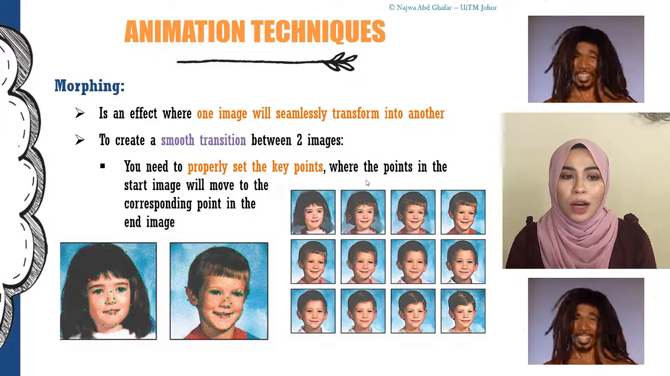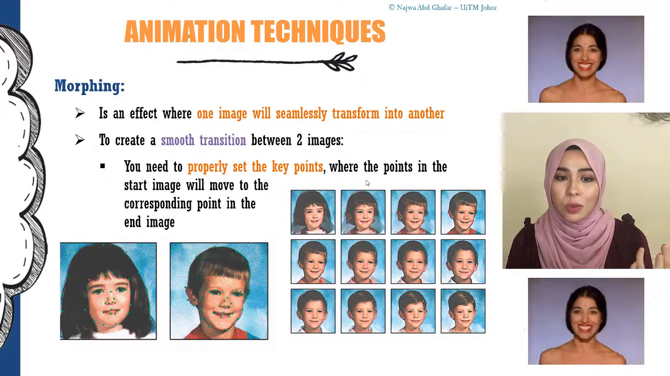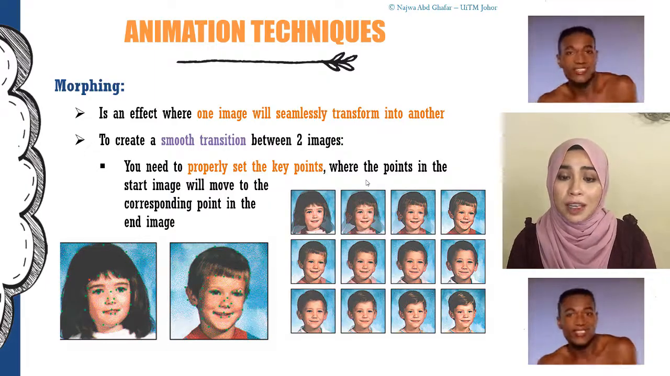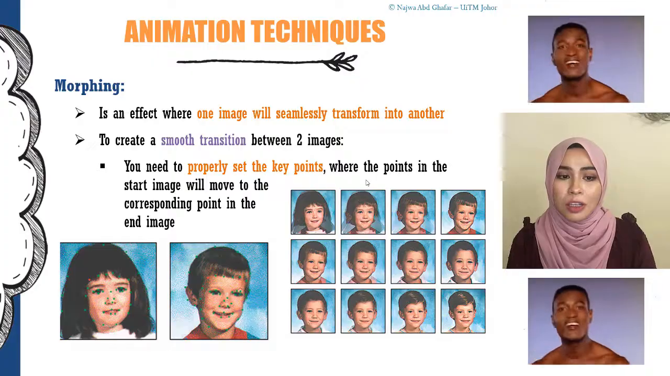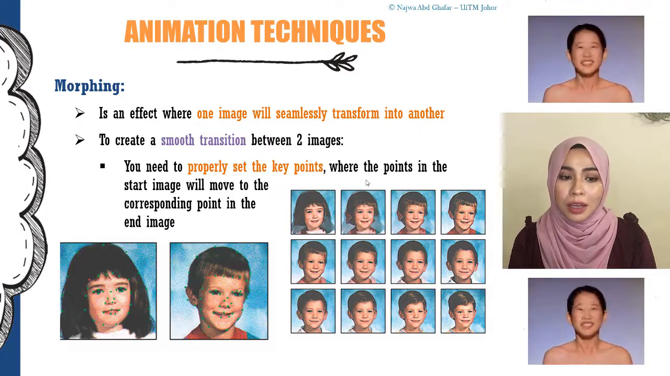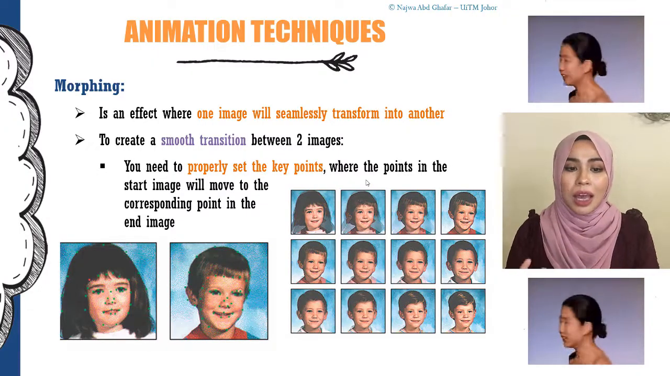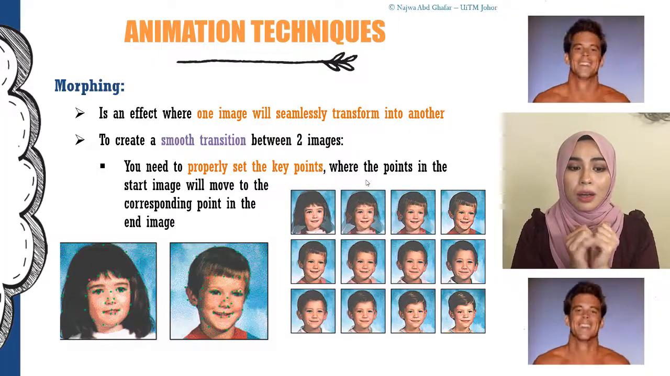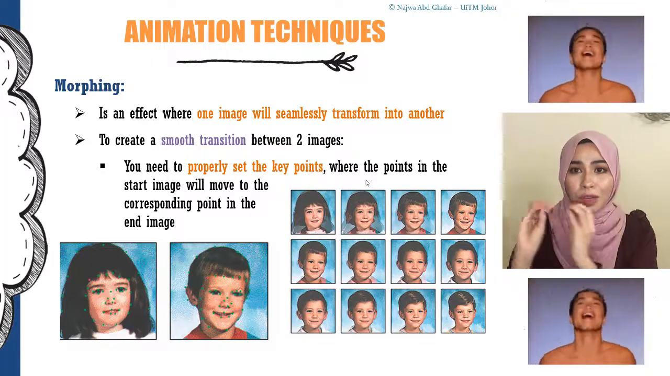To create a smooth transition between two images using morphing, you need to properly set the key points, where the points in the start image should move to the corresponding point in the end image. Meaning that, let's say I have this image with my face, and I want to morph it into the face of another person.